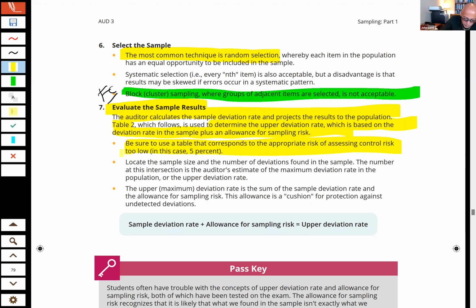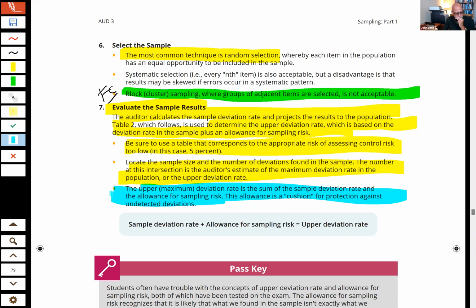Okay. Then, using the table, you'll find the intersection between the sample size and the number of deviations you found. That is considered your upper deviation rate. The upper deviation rate is the maximum rate of deviation that the auditor believes is in that sample, and it is the deviation rate that you actually found in the sample plus an allowance for sampling risk.